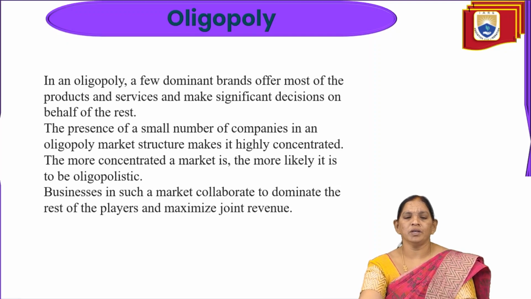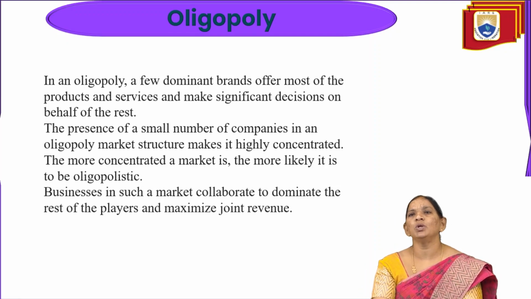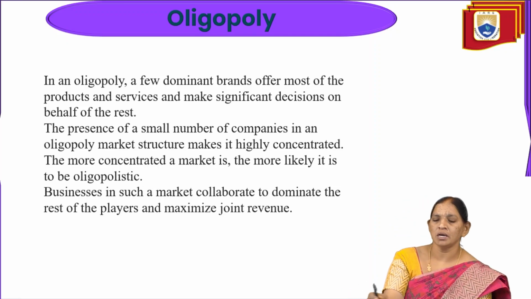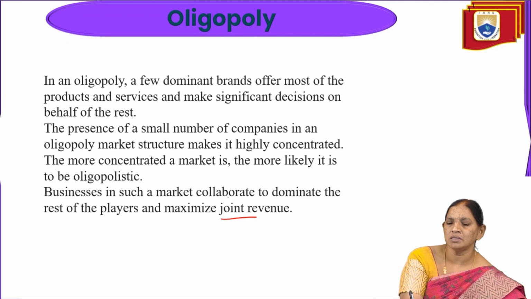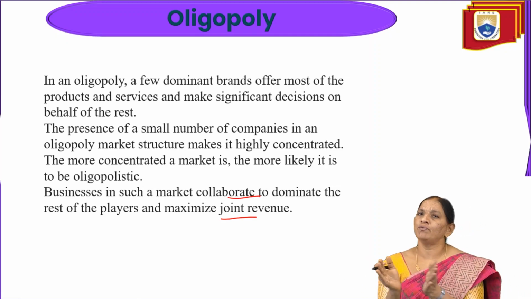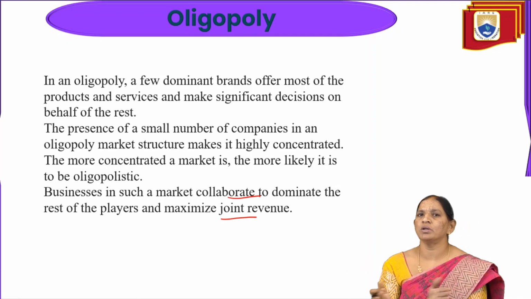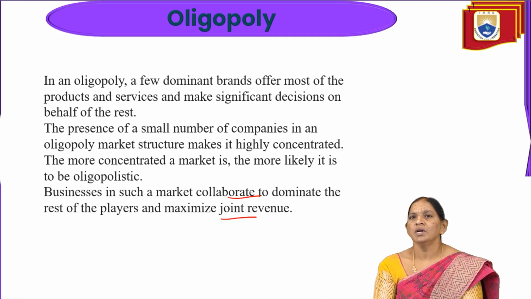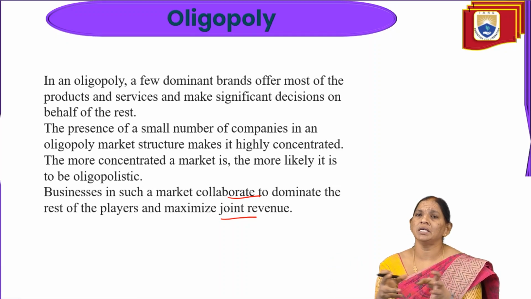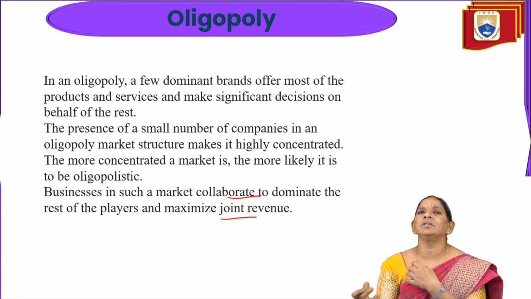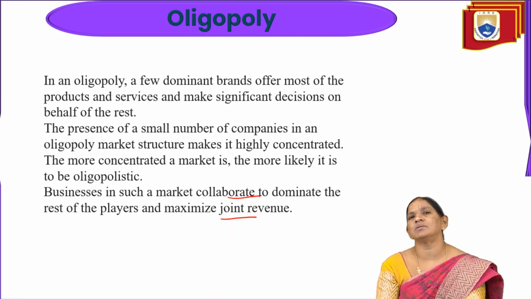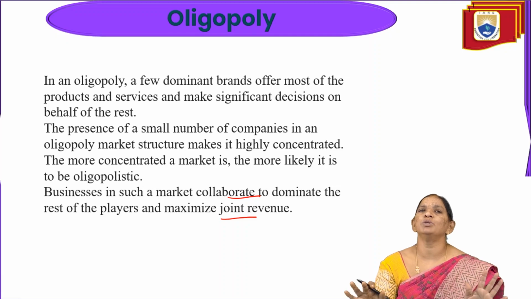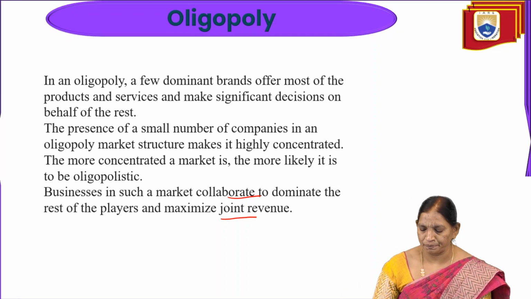And in the same way, in this business, the market will collaborate to dominate the rest of the players and maximize joint ventures. Means what I said, when a lot of small firms are there, they will come together and form one large firm. So this collaborating, or joining one with another, will increase the joint venture sectors, and the profits will be distributed among all of them.